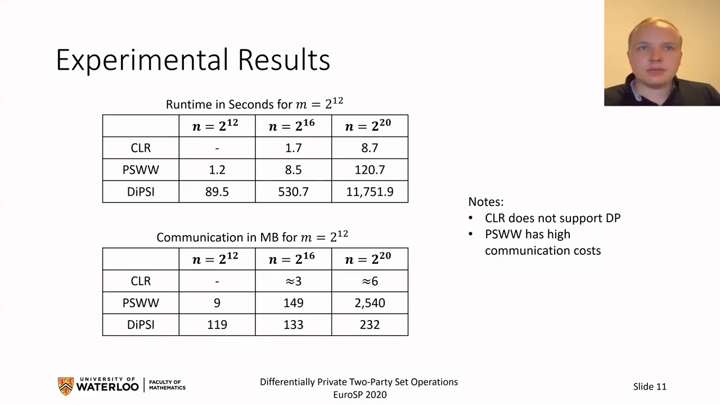So for the experimental results, we compare with CLR and PSWW. On the top you see computation, on the bottom communication, and from the computation charts you see that we're not really competitive. This has some reasons. So first, CLR does not support differential privacy, and second, in the communication you see the numbers that I mentioned in the very beginning, that PSWW has very high communication costs, 2.5 gigabyte rather than 230 megabytes, making our scheme more practical for many applications. Also, our high runtimes come from high constants in the homomorphic encryption.